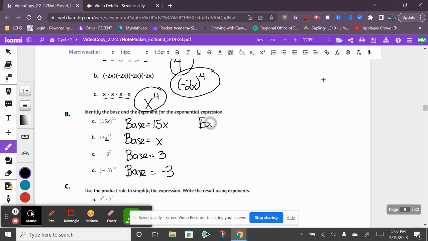The exponent part is a little bit easier. The exponent in A is just 11. In this one, it is also 11. In C, it is 2. And in D, it is 12.